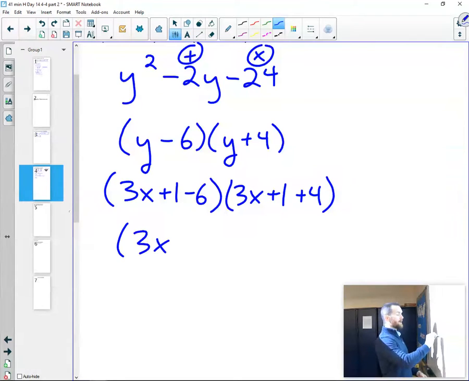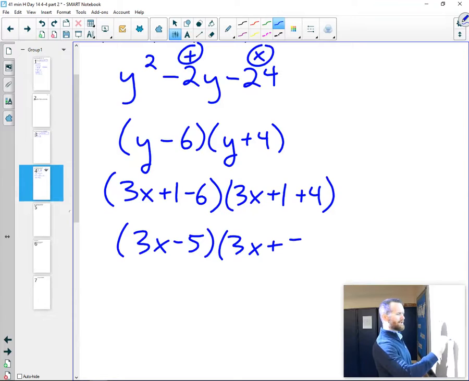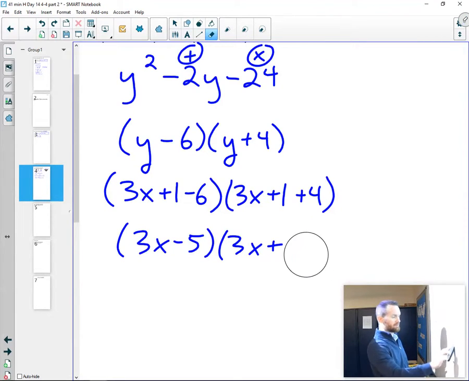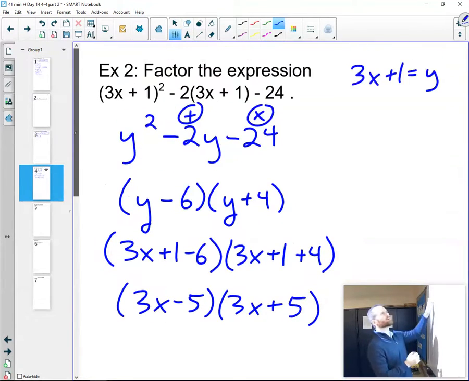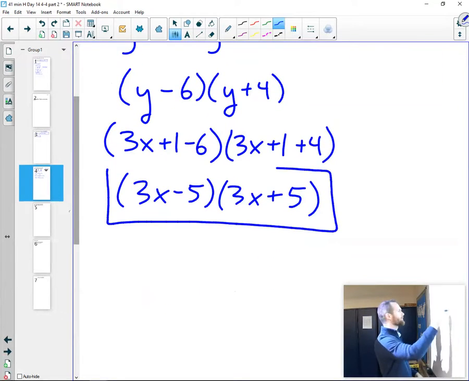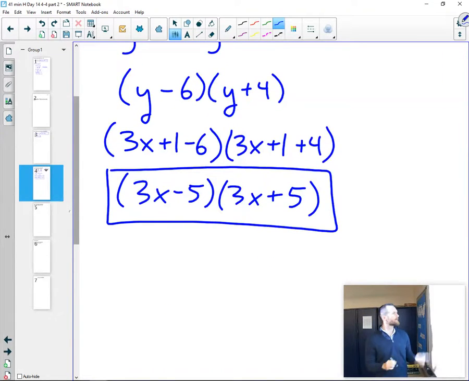So we get 3x minus 5 times 3x plus 5. Oh, it's kind of weird. We end up with what looks like a difference of squares factoring problem. But whatever, let's not let that throw us off. And there we go, we're done. Let me write this. They didn't give us an answer line, so I'll just put a box around it to show us the final answer.